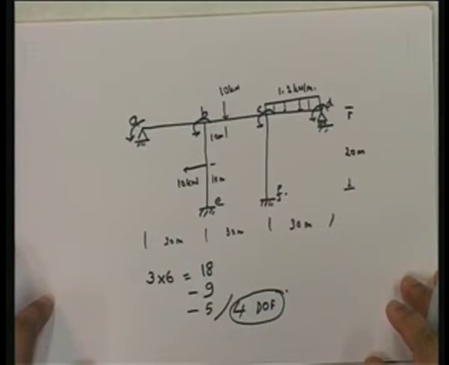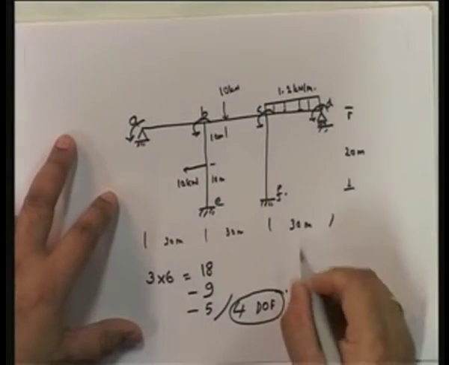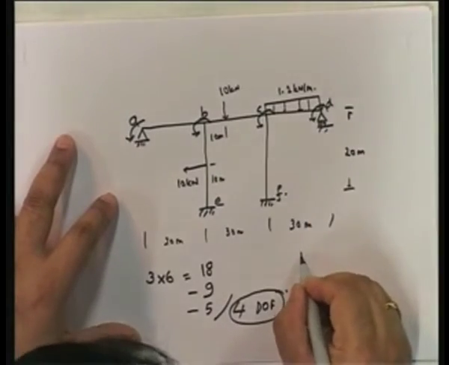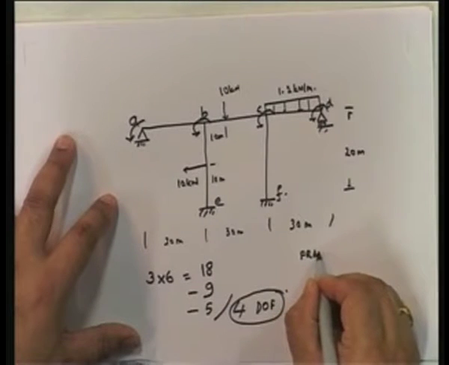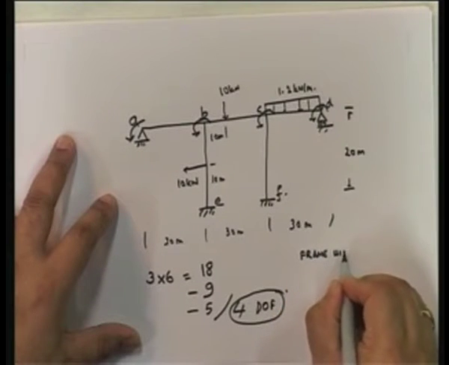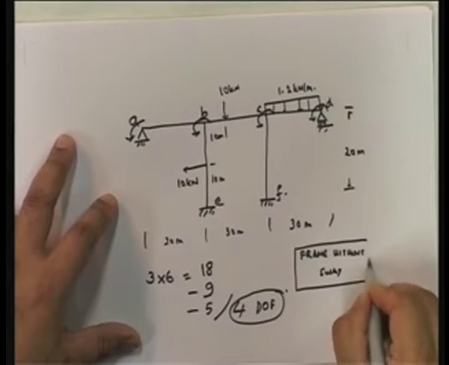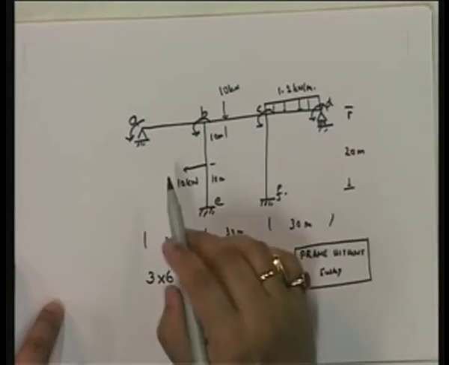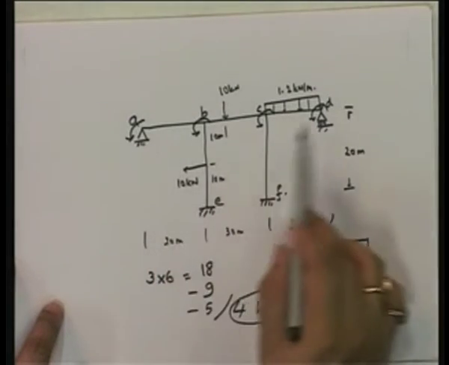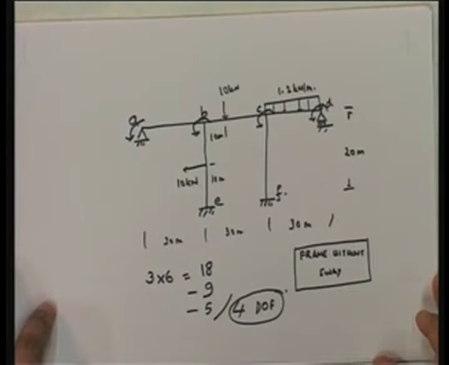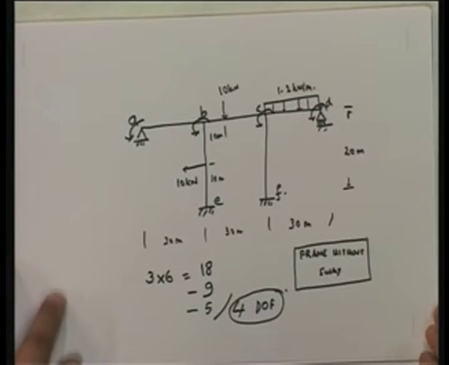Okay? And therefore, since it only has rotational degrees of freedom, this is a frame without sway. Okay, this is because it only has rotational degrees of freedom associated with it. So it is a frame without sway. So we are going to be solving this problem as a frame without sway.